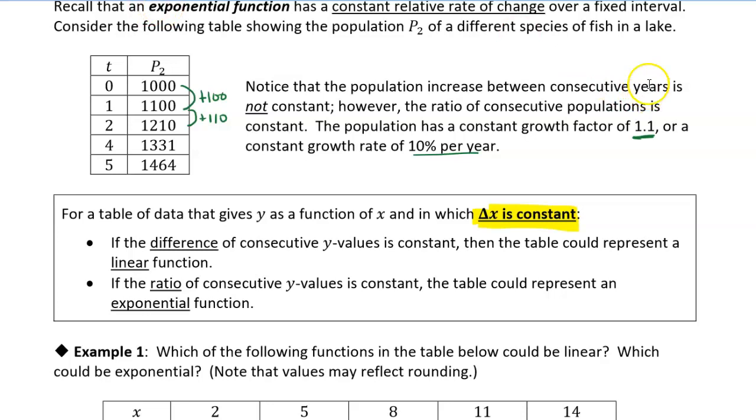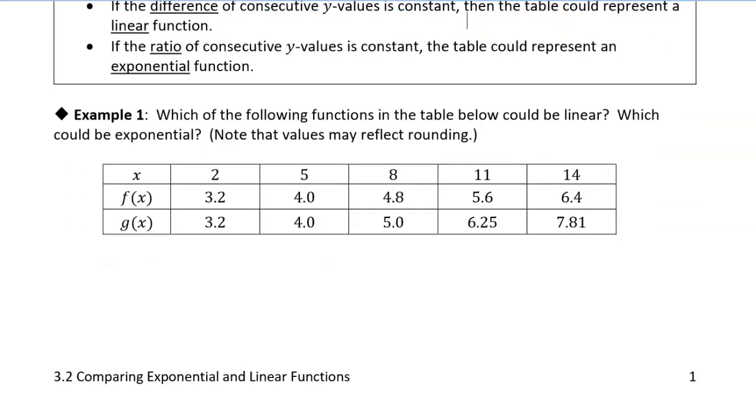All right, so let's take a look at example 1. We're given a table of values and we're asked to figure out which one of these is linear and which one is exponential. Now, you can have functions that are neither one, so we need to check what's going on. Remember, if it's linear, it has a constant average rate of change. The first thing I want to check is that delta x is constant, and you can see that it is.